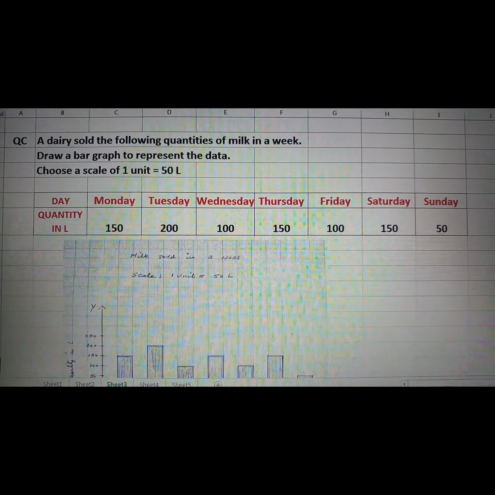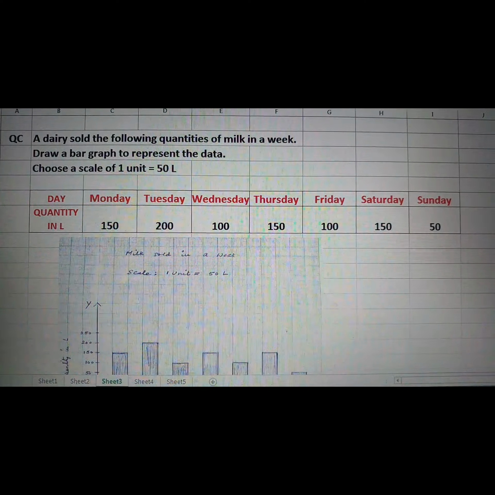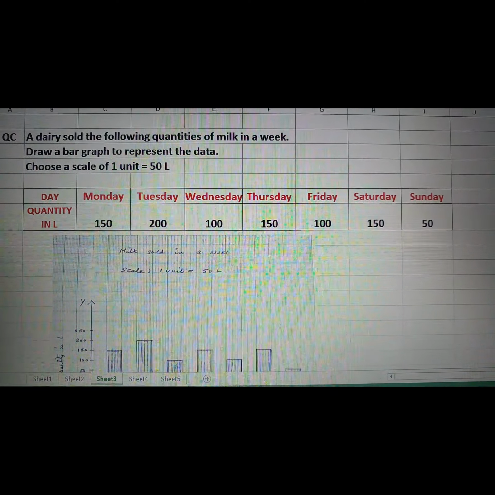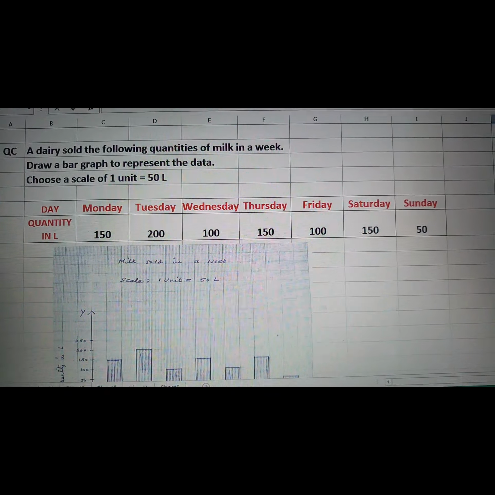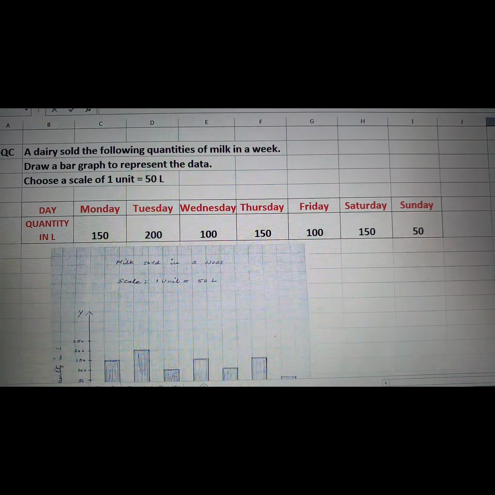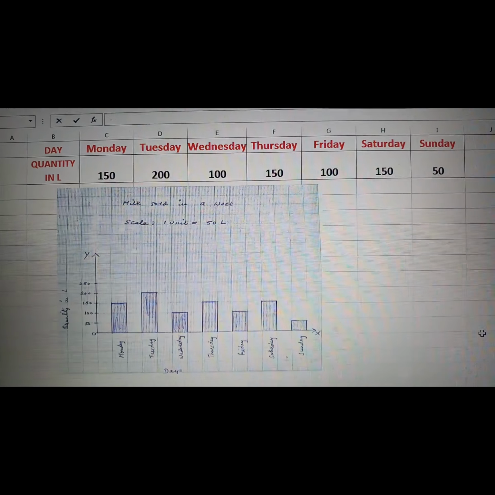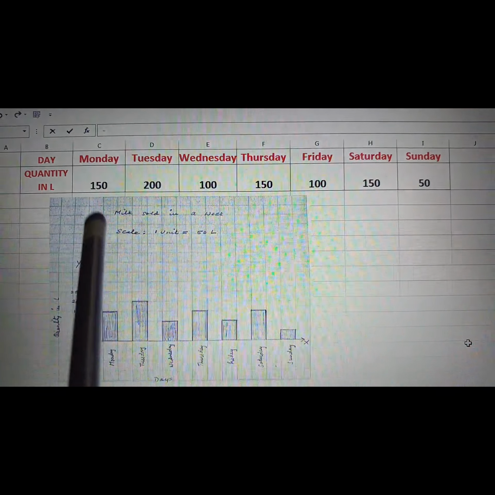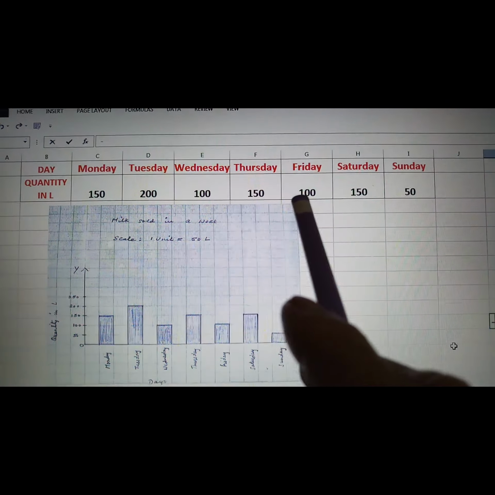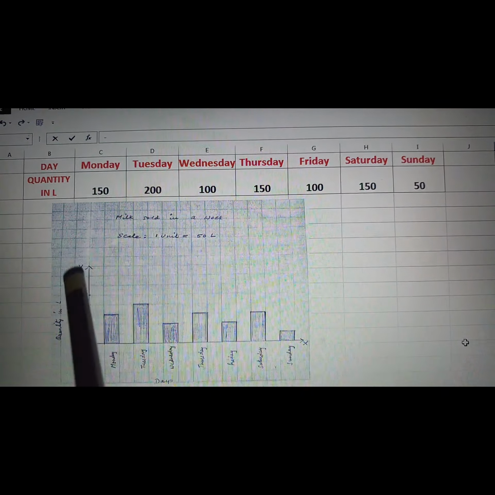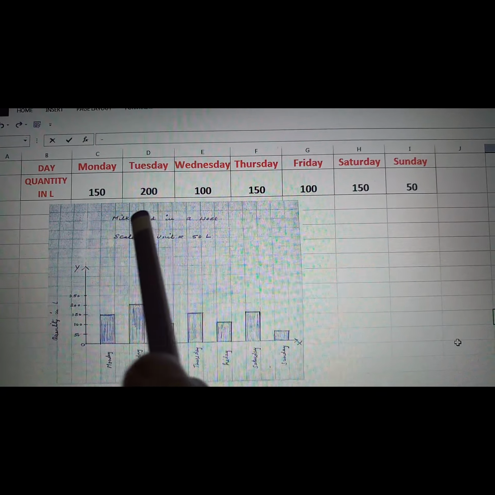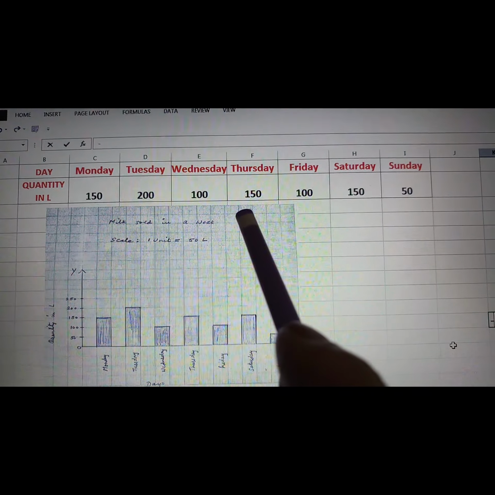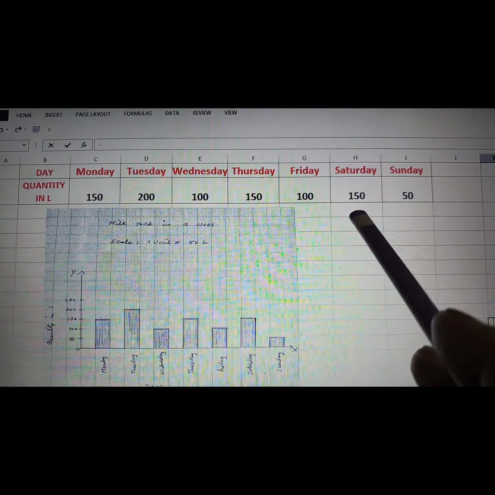Question C is, a dairy sold the following quantities of milk in a week. Draw a bar graph to represent the data. Choose a scale of 1 unit equal to 50 liters. Now write down day, Monday, Tuesday, Wednesday, Thursday, Friday, Saturday and Sunday. And quantity in liter, 150 liter, 200 liter, 100 liter, 150 liter, 100 liter, 150 liter and 50 liter.